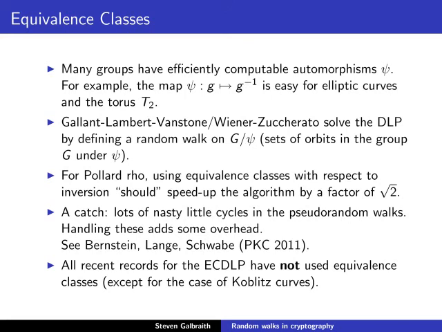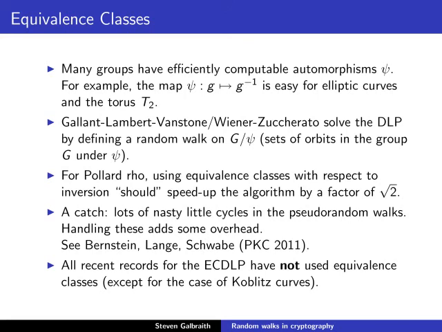Okay, so now for another topic. There's also this well-known thing for Pollard rho, that you can consider equivalence classes of a group element and its inverse. This is like elliptic curves up to plus or minus. It's well known that you can do this. This is Gallant, Lambert, Vanstone, and Wiener, Zuccherato. They showed how to use Pollard rho on equivalence classes. And in principle, you speed up the algorithm by a factor of root 2.